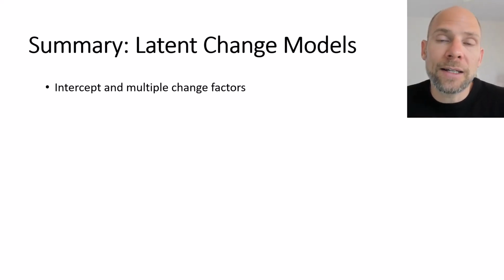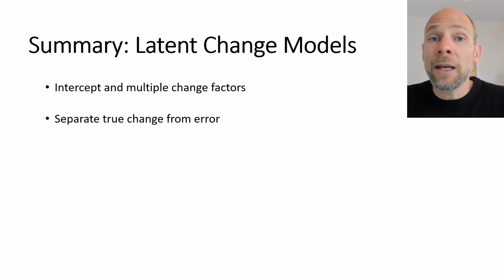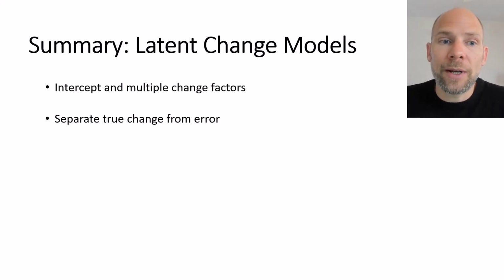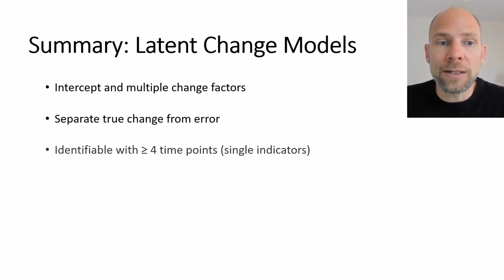In contrast, in the latent change score model, there's a separate latent change factor for each pair of time points, so that we can look at changes, for example, between time 2 and time 1, time 3 and time 2, time 4 and time 3, and so on. Again, it allows us to separate true changes from measurement error in a similar way as is the case with growth curve models.